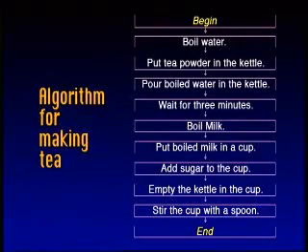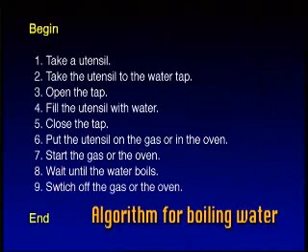The same algorithm has been shown here in the form of a flowchart, and as you will see, we begin, then we boil water, we put tea powder in the kettle, and so on and so forth, until in the end we stir the cup with a spoon, and then the tea is ready for us to drink. Let's take another example of an algorithm.